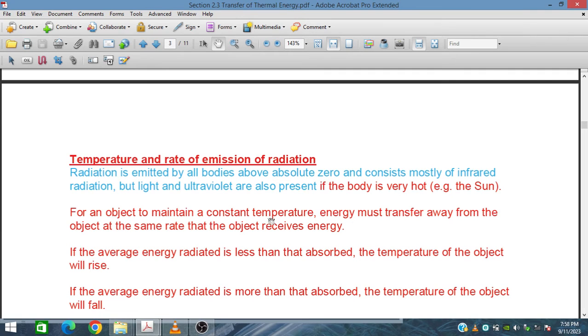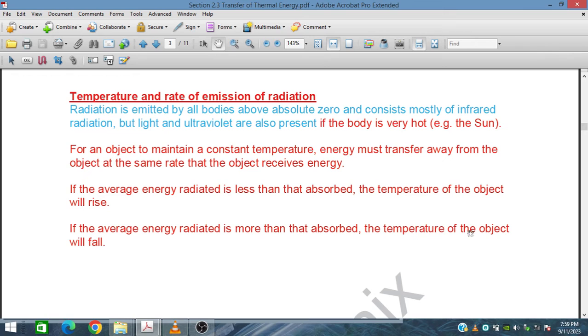For an object to maintain a constant temperature, energy must transfer away from the object at the same rate the object receives energy. For an object to maintain its temperature, the energy supplied and the energy taken away should be the same, so the temperature will be constant. If the average energy radiated is less than absorbed, then the temperature of the object will rise. If the average energy radiated is more than that absorbed, the temperature of the object will fall. So this is the simple reason for maintaining the temperature.